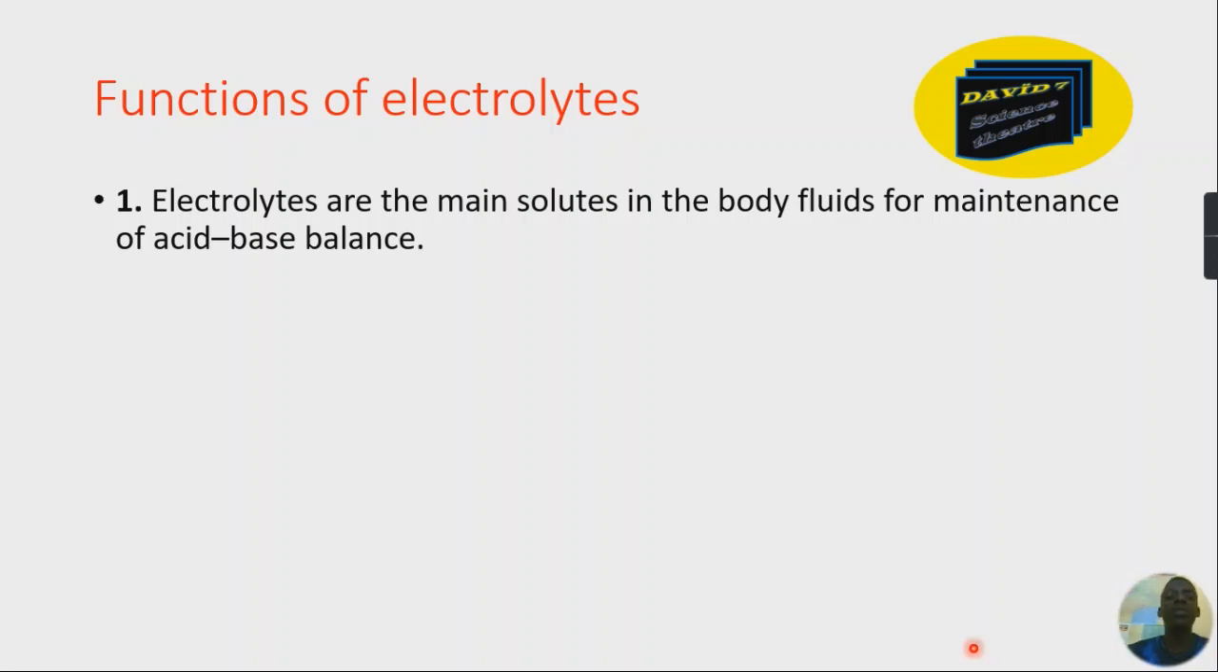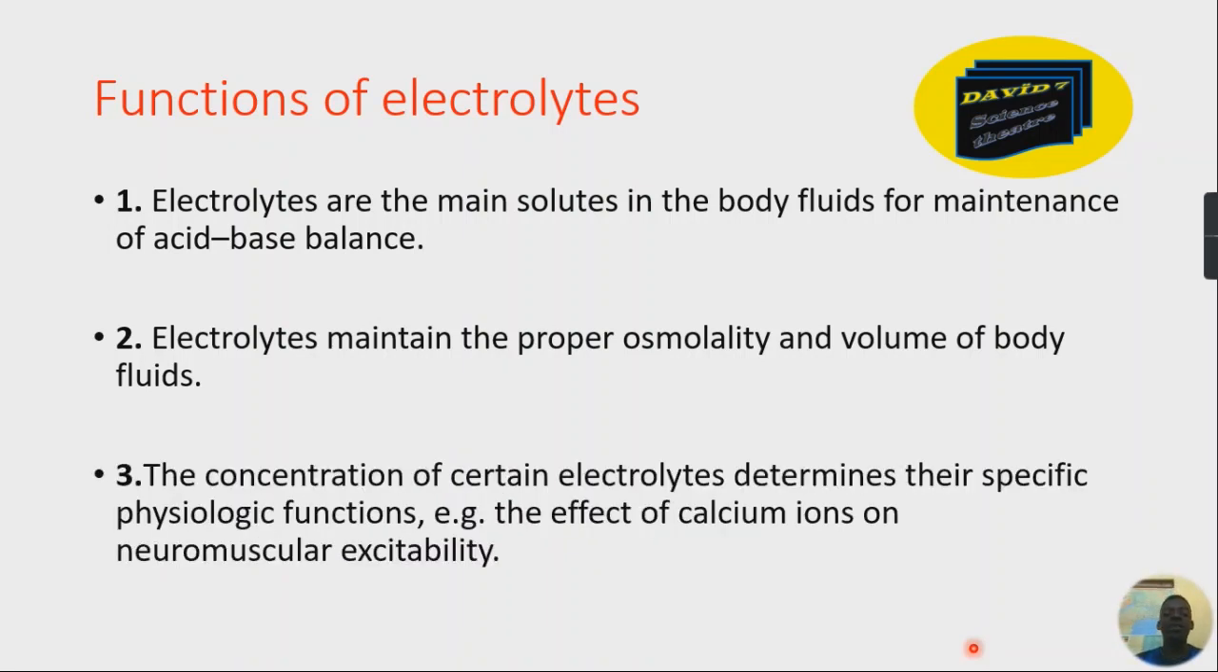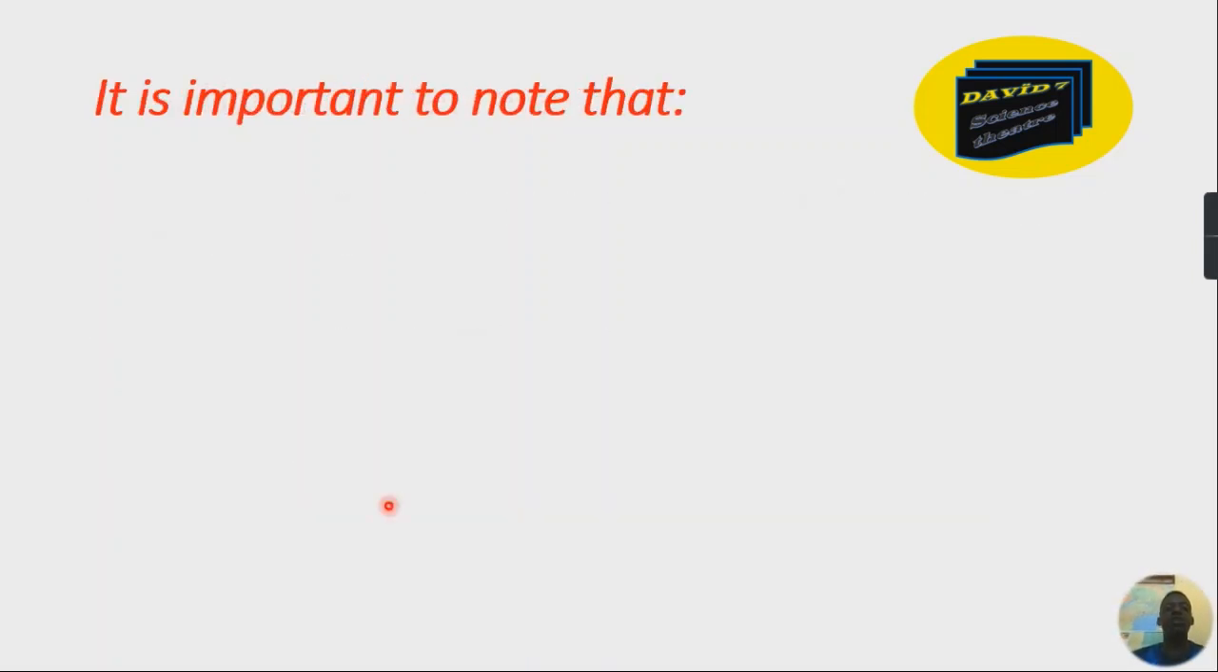So what are the functions of electrolytes? We know that electrolytes are the main salts in the body fluids for maintenance of acid-base balance. Okay? And 2, electrolytes maintain the proper osmolarity and volume of the body fluids. Alright. 3, the concentration of certain electrolytes determines their specific physiologic functions, e.g. the effects of calcium ions on the neuromuscular excitability. I hope you get this point very well. Their concentration determines specific physiologic functions.